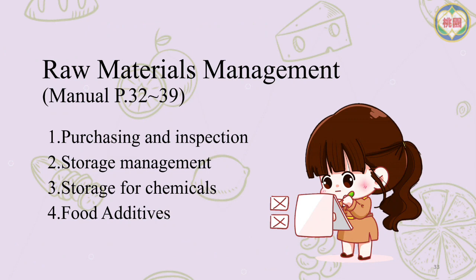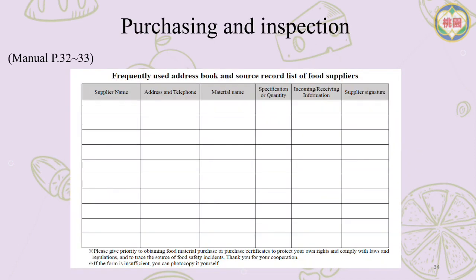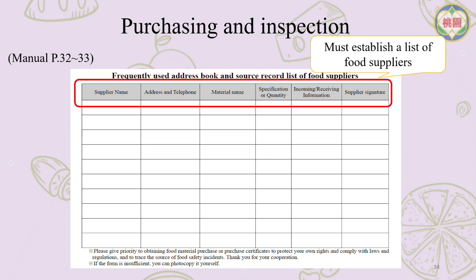The fifth management point of the GHP guidelines is raw material management, which is mainly to manage the source of food materials and storage operations. The project includes purchasing and inspection, storage management, and storage of chemicals and food additives. When purchasing and accepting raw materials, a list of food suppliers should be established, so that when food with low quality is found, the source can be traced quickly.